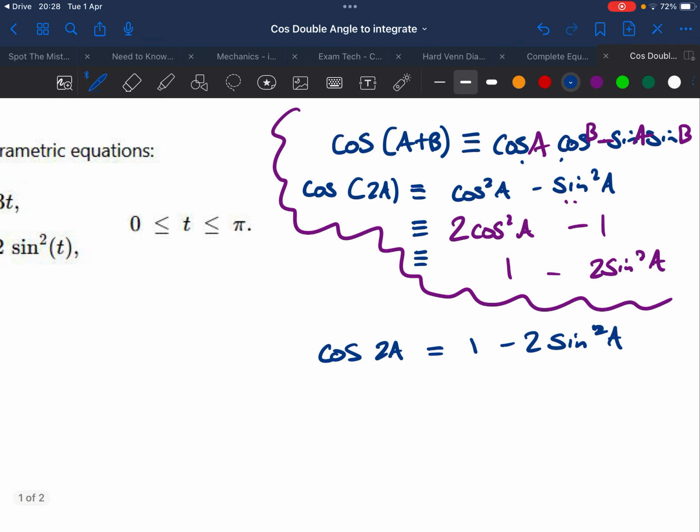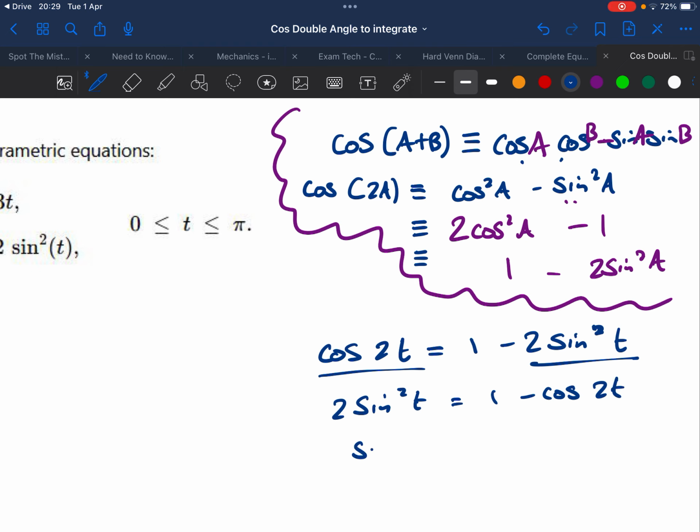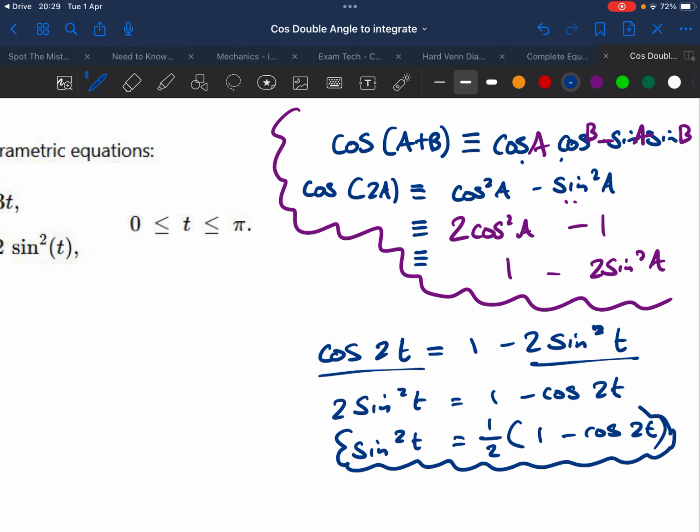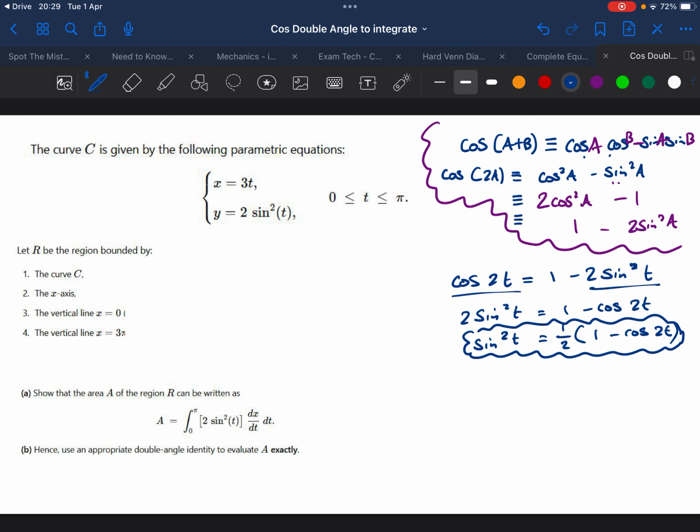So let's do cos 2t, okay? So cos 2t is 1 minus 2 sine squared t. Well, if I swap these pieces, I will get 2 sine squared t equals 1 minus cos 2t. And then if I divide by 2 at both sides, I'm going to deliberately write it like this. Now, this result is a very, very useful result. There is a very similar result that you can get with cos squared as well. So let's just start putting it into practice in a question now.